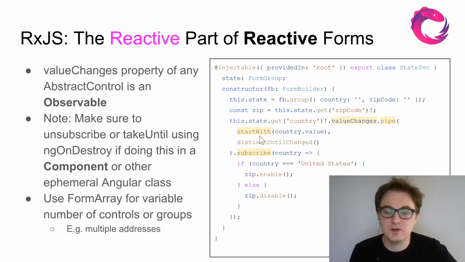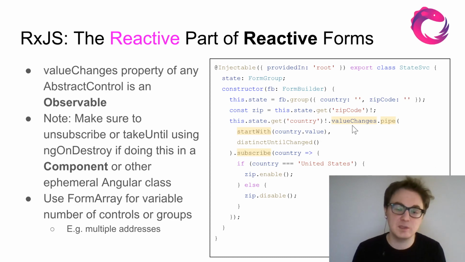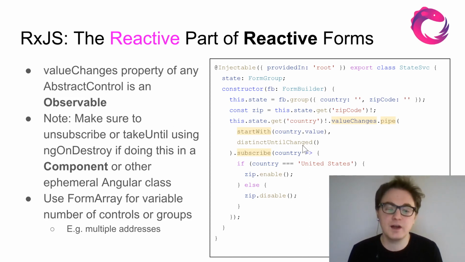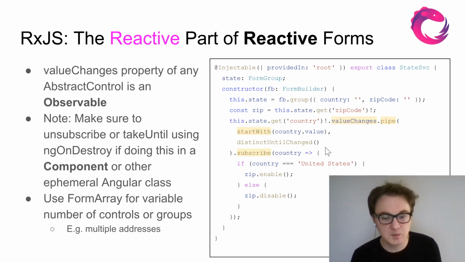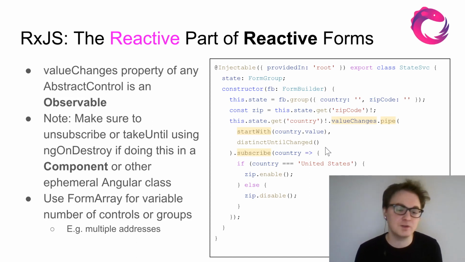So in this case, I'm going to start with the initial value. So when you subscribe to valueChanges, it doesn't emit the current value. It only emits changes coming from the control. So if we want to start with the initial value, this is one way to do it. And so then I'm passing a second operator, distinct until changed, and this will prevent the observable from emitting duplicate values.